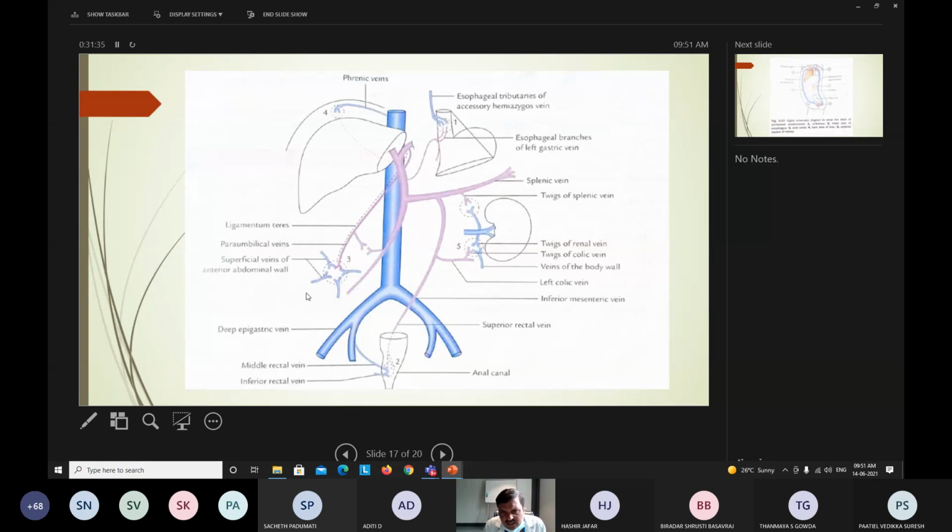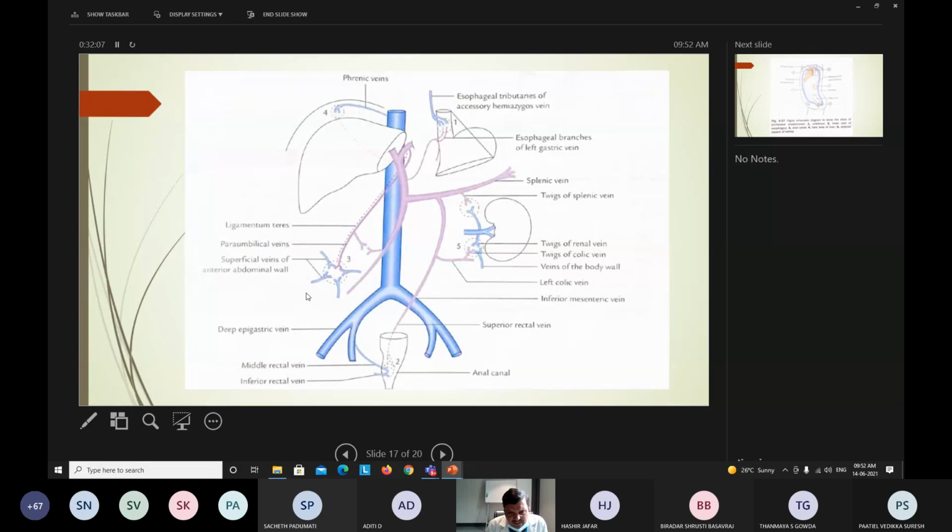Esophageal tributaries of the accessory hemiazygos vein, and esophageal branches of the left gastric vein: so lower end of the esophagus, lower end of the anal canal. Near around the umbilicus, the superficial veins of the anterior abdominal wall, there is the anastomosis between the paraumbilical veins and the veins of the anterior abdominal wall.